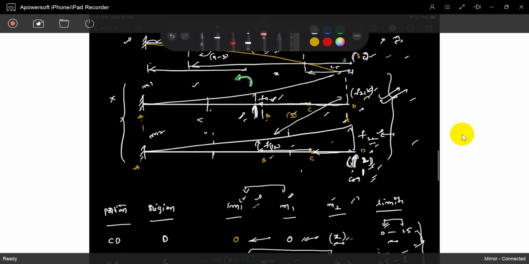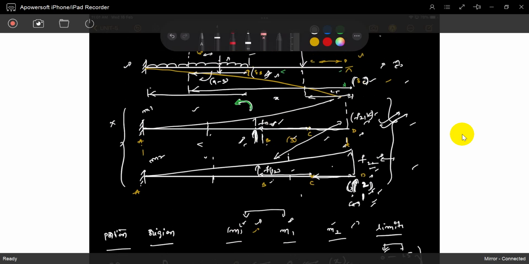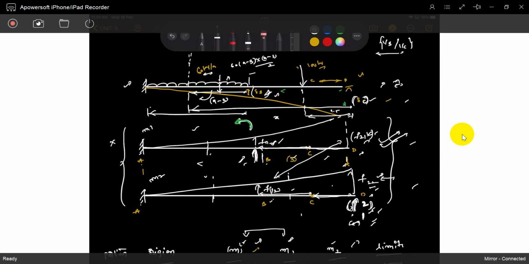If you write every part as a free body, because everything is a determinate structure, no? Everything is determinate, no? I will show you tomorrow how we can write it. Okay, that's it.